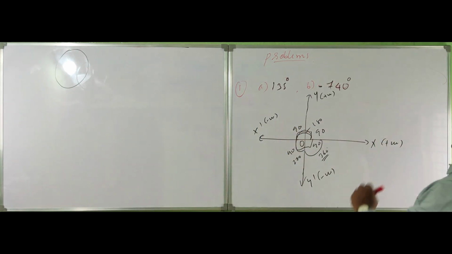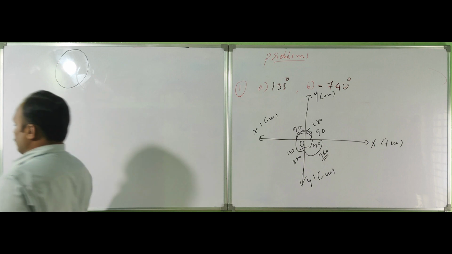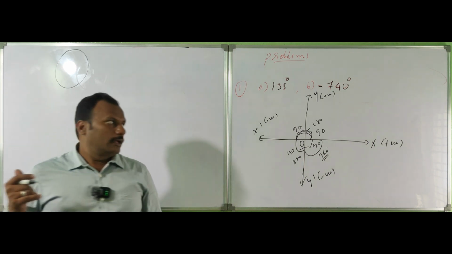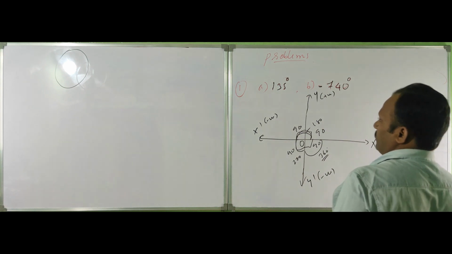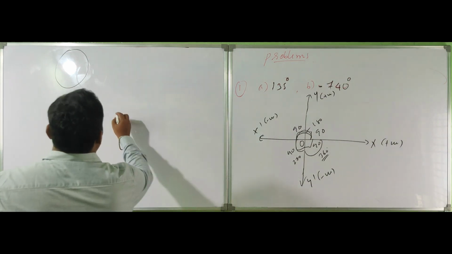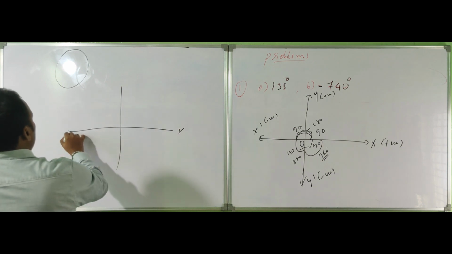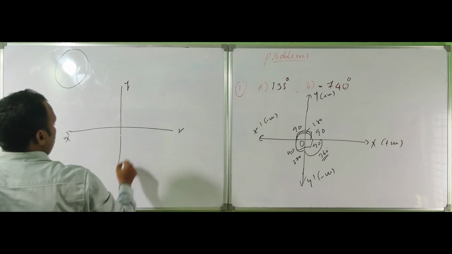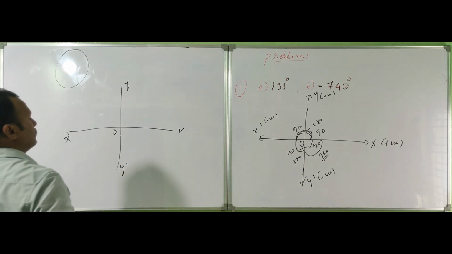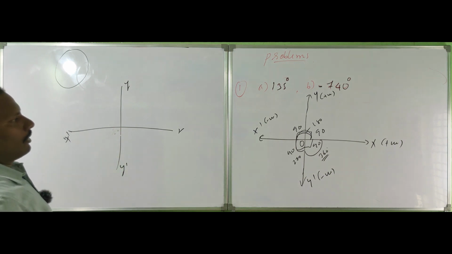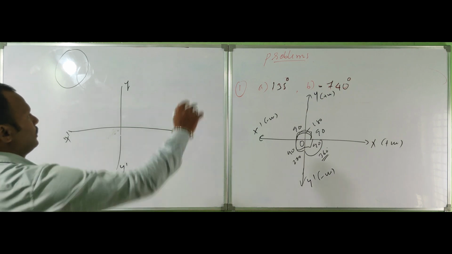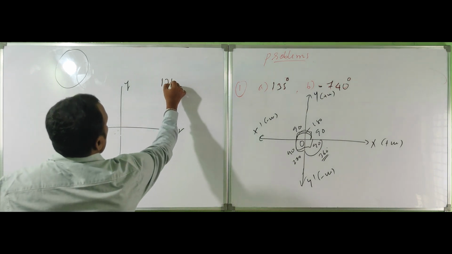First they ask the question: 135. Draw the diagram and state in which quadrant they lie. This is the 135. X dash, y dash. Now let's write the angle 135. 135 is greater than 90.